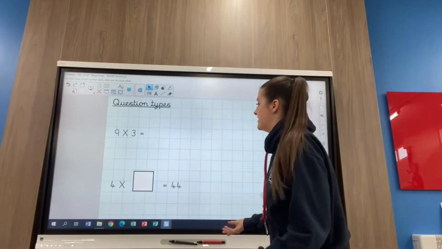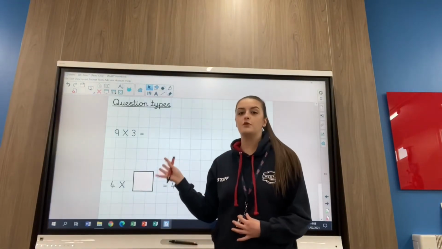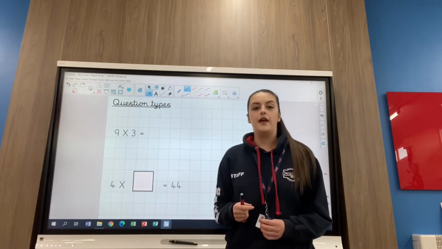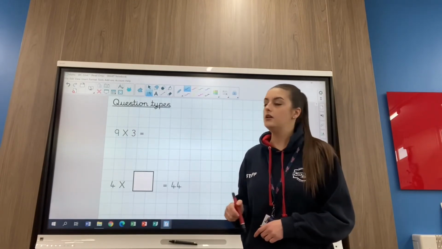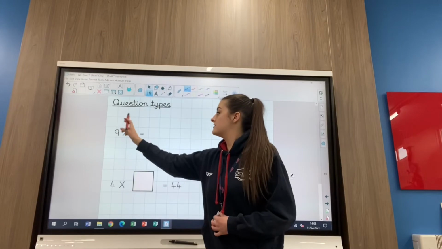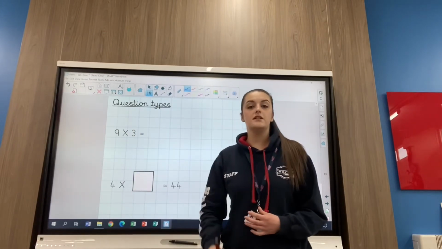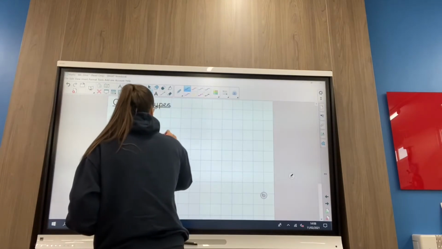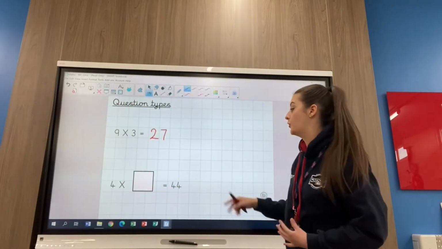So, question types then that you'll be seeing on the 3s, the 4s and the 8 times table page. 9 multiplied by 3, very simple multiplication question. Now, some of us don't know our 9s, and we're looking at the 3s, so let's count in our 3s until we get to 9 lots of 3. 27, okay, so got some simple questions like that on your page today.